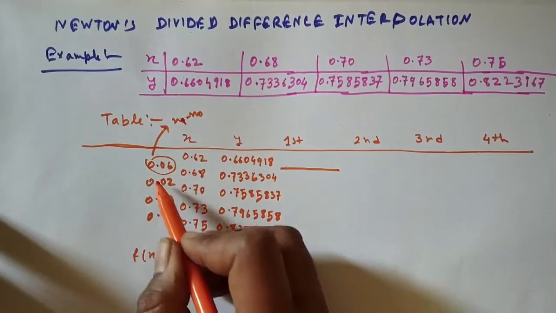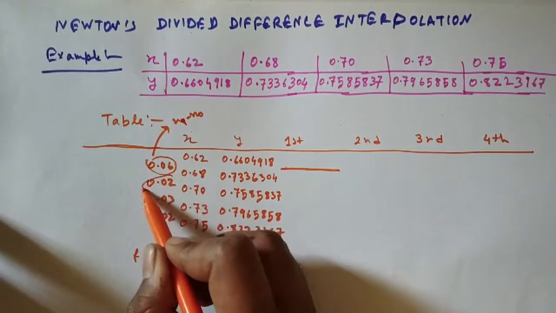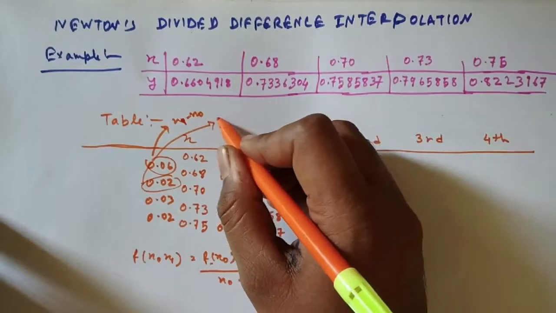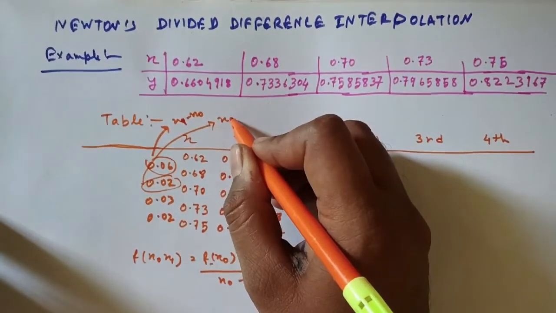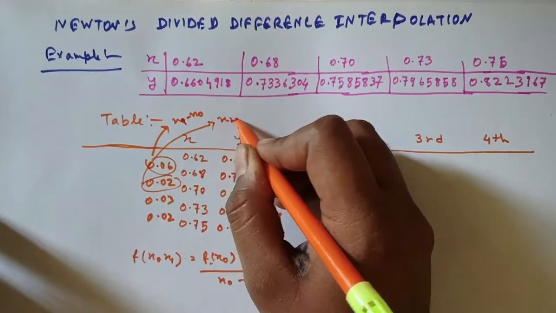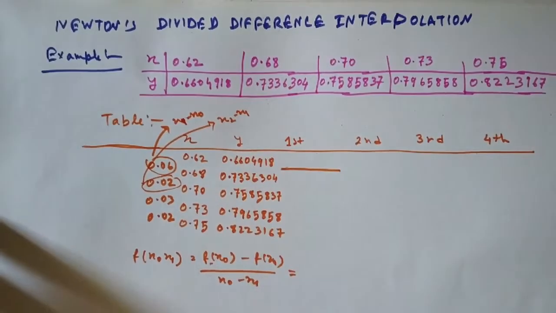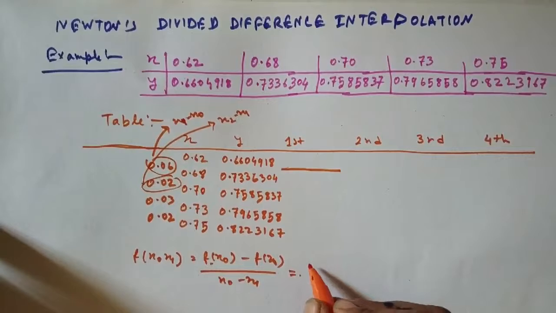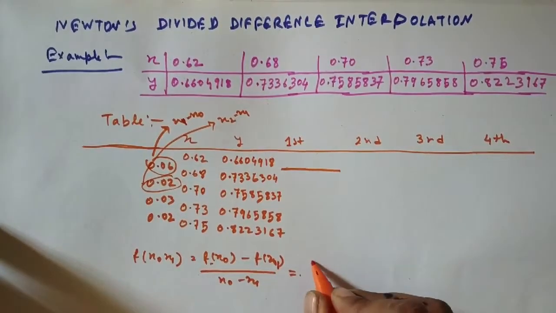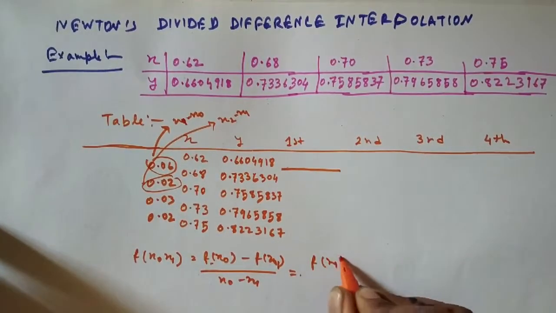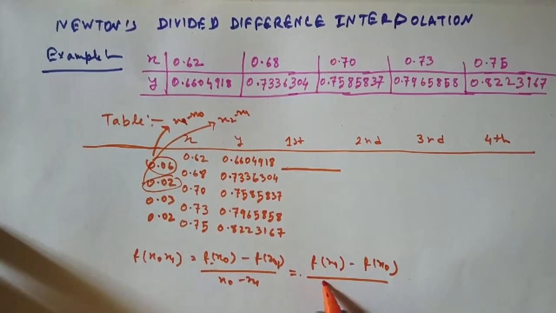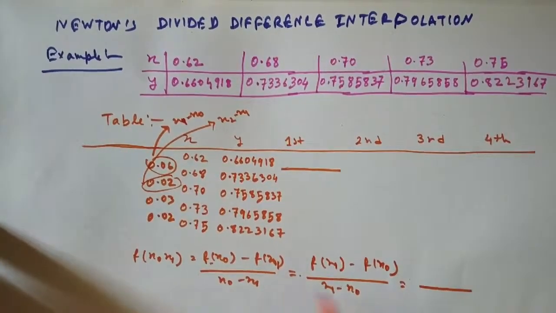Okay, and this one is x2 minus x1. This is the denominator of the second first order divided difference formula. So here just reverse it: x1 minus x0, f of x1 minus f of x0 by x1 minus x0.